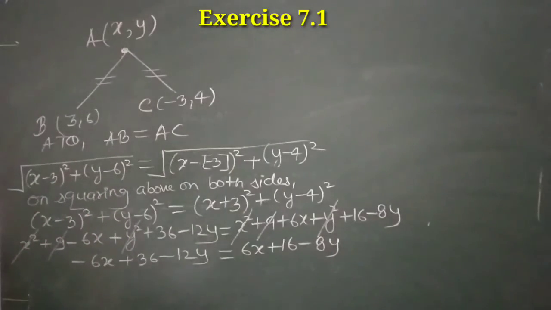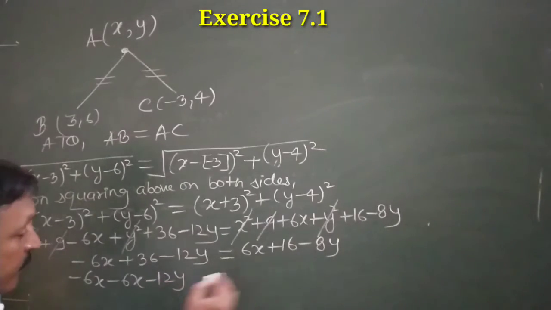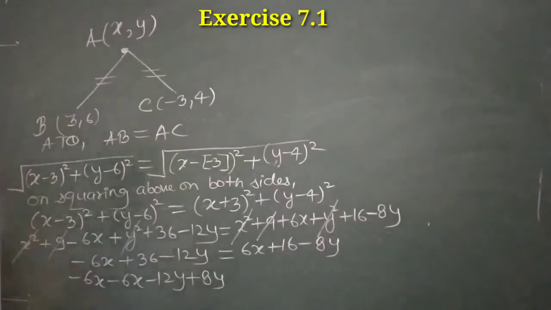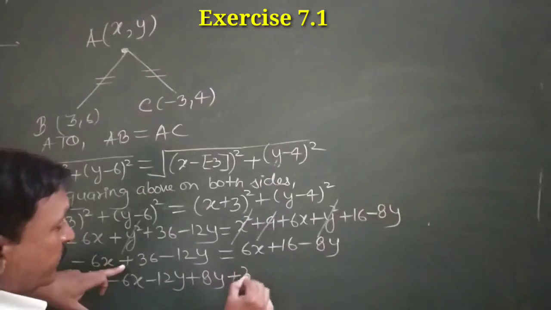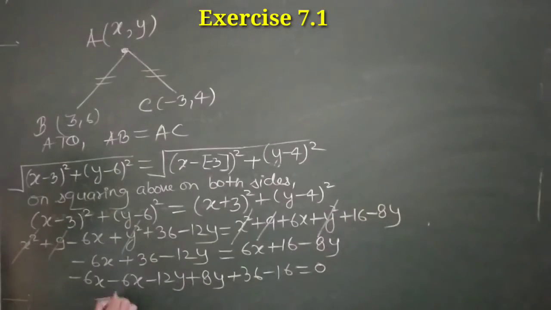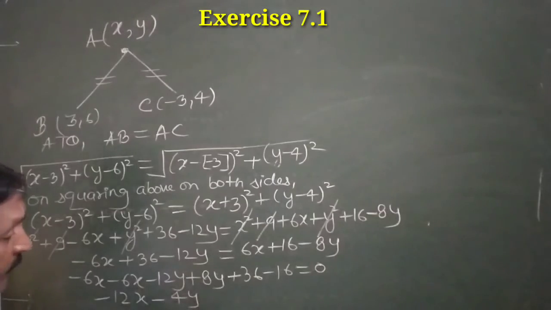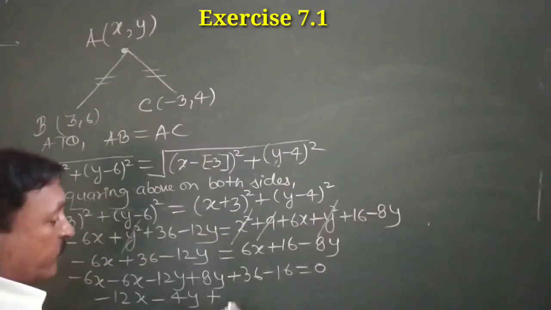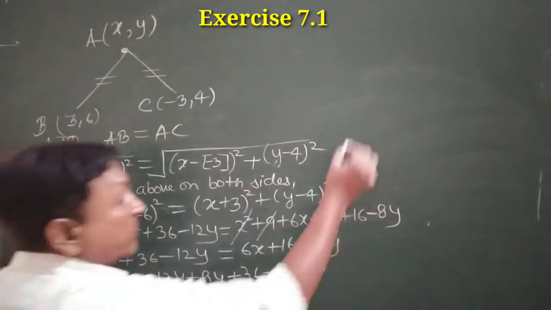Since we have to form an equation, so transpose everything to the same side. Transpose everything from right hand side to left hand side, okay? Minus 6x is already here. This will also come in minus. Then this minus 12y. This y will come in plus. Now what is left? Numbers. Plus 36 and it will come in minus, okay? So just solve it. It will become minus 12x minus 4y plus 36 minus 16, 20, equals to 0, okay?